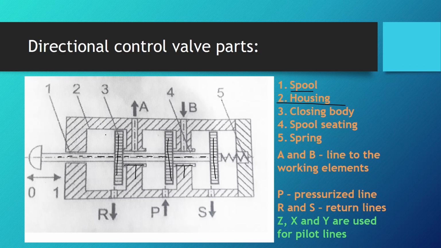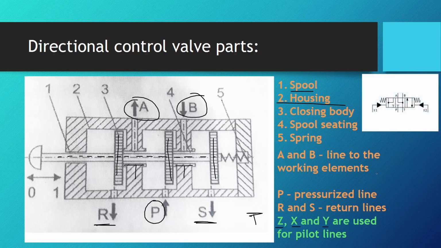So this valve has 2 positions. Now there are some standards in marking things when it comes to directional control valves and schematics. So we usually use A, B, C, D for lines that go to the working elements, hydraulic motors and actuators, for example. We use P for pressurized lines, and we use R, S, or sometimes T for return lines. Now for pilot lines, which bring the fluid which actuates the directional control valve, we use Z, X, and Y.